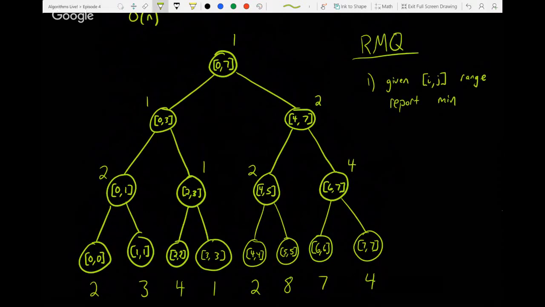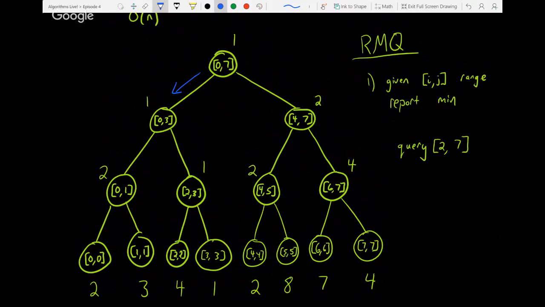So let's say I do a query from 2 to 7. What I do is I start off in my root node, and I'm looking for intervals that are completely covered. Well, I don't completely cover this root node. I only cover part of it. So I'll do a search down my left and right child. I'll go down the left child first.